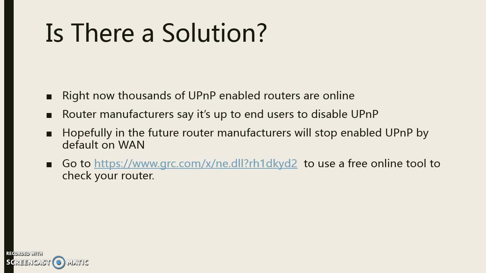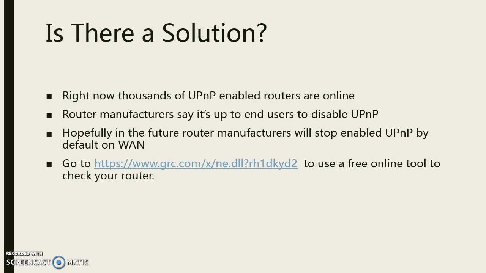Is there a solution? Unfortunately, not really. So router manufacturers have enabled UPnP over the wide area network by default on lots of older routers, I think since 2007 or so, maybe even earlier. I'm not positive on that date. But they've been doing it for a long time. And there are thousands, right now, thousands of routers out there that have UPnP enabled by default over wide area network, over WAN, and are connected to the internet.